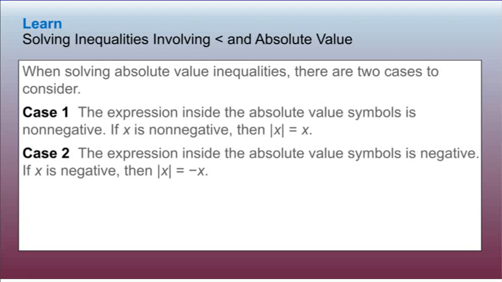Case one, you're expressing the inside of the absolute value symbols as non-negative. So if x is non-negative, then the absolute value of x is going to be x, positive x. Case two would be the expression inside the absolute value symbols is negative. So you're going to solve it where x is negative, and the absolute value of x is going to be a negative x in there. Just keep in mind that absolute value just means the distance from zero, and the distance is always positive. So what we want to find out is what are all the possible values of x we can have that will make the statement true.